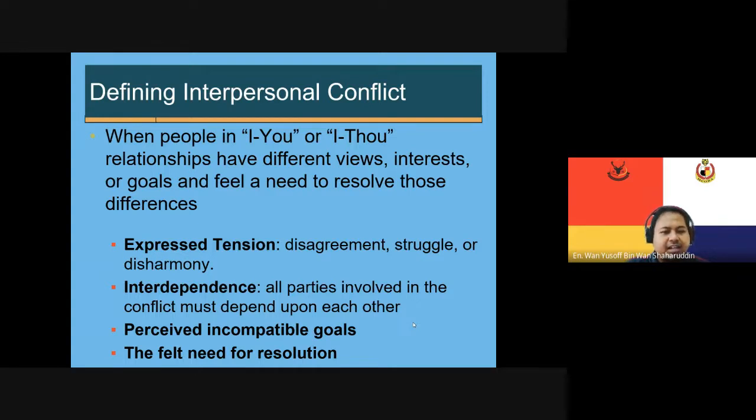Other than that, they're going to have perceived incompatible goals. For example, me and my partner, we have different kinds of goals. I like the black color tiles, for example. My partner likes the white color tiles. So we will be incompatible in the goals of looking for the best tiles to be put in our house.